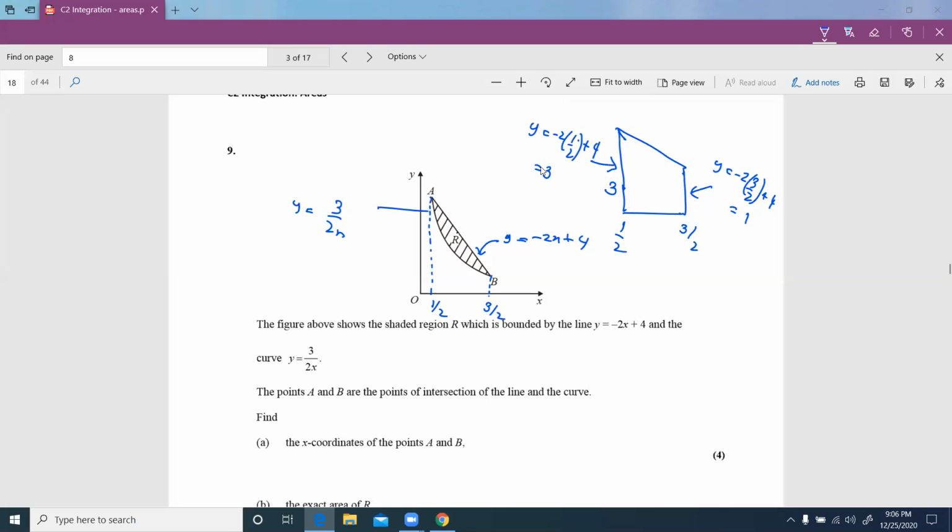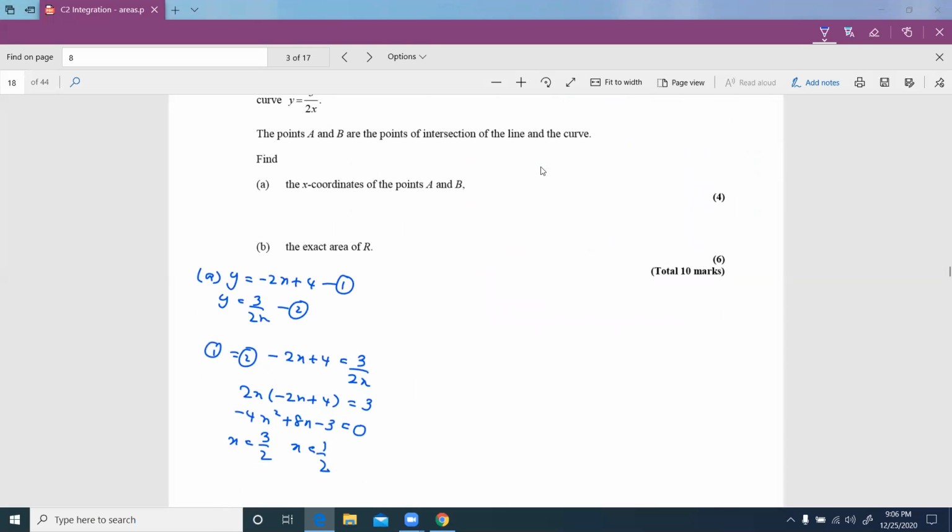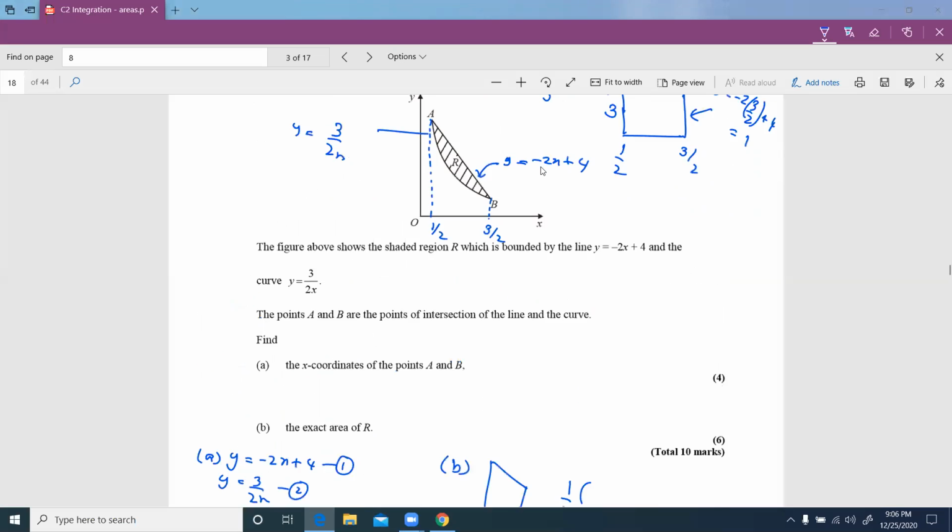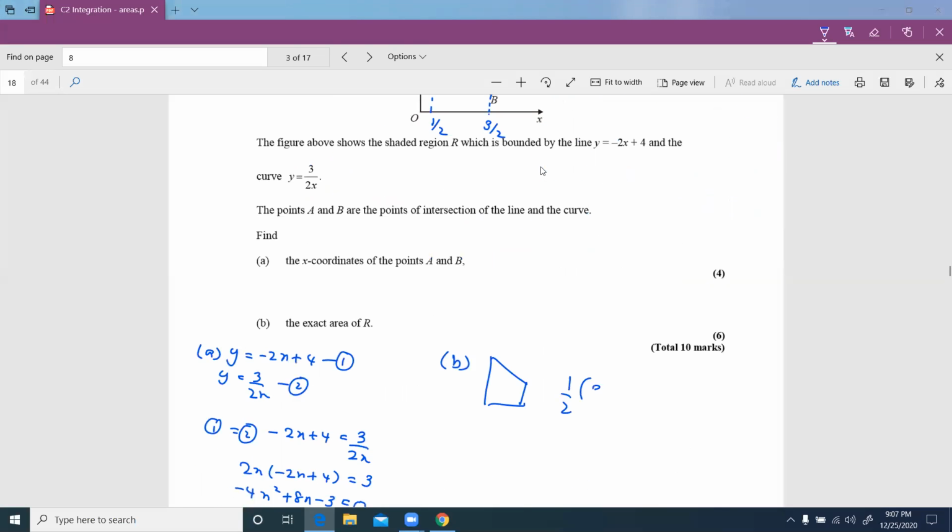Now you can find the area of this trapezium. The area of the trapezium is half times A plus B. One height is 3, the other height is 1, so 3 plus 1, times the perpendicular height, which is the gap between these two: 3/2 minus 1/2. So 3 plus 1 is 4, divided by 2 is 2, and 2 times 1 is 2. Now that area is 2.